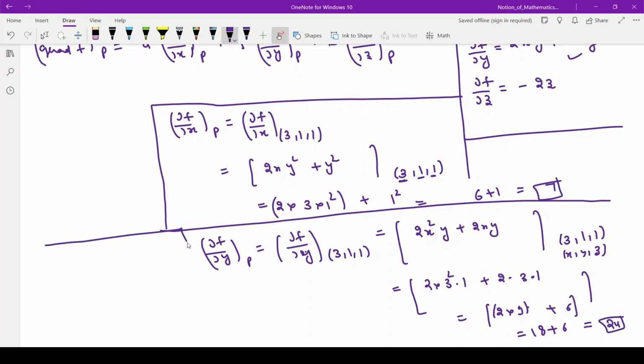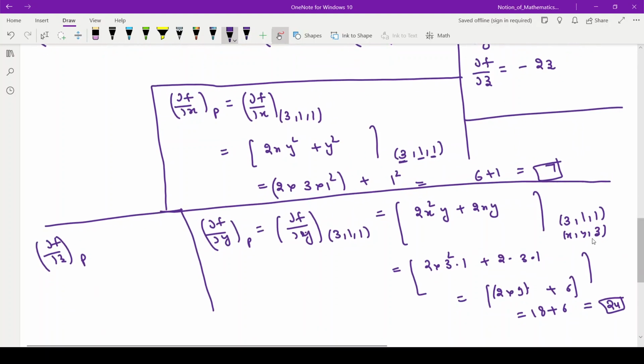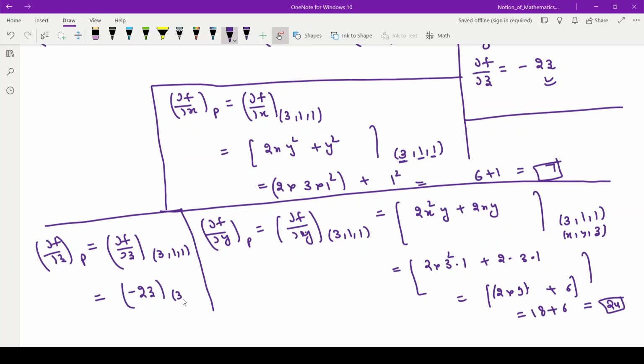Thereafter I am interested in getting partial f by partial z at the given point P, which is at the given point (3, 1, 1). What is partial f by partial z? That is minus 2z at (3, 1, 1). So it is again x, y and z. So minus 2 into 1, that is equal to minus 2.